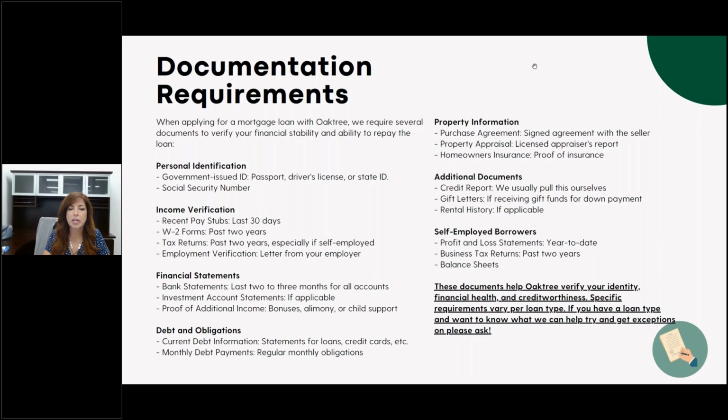Self-employed borrowers, I already touched on this: the profit and loss statement, tax returns, balance sheet. A balance sheet we don't always need for a self-employed borrower, but we will need it if we are using assets to close from a business account and they're not able to get a letter from a CPA stating that the use of business funds will not have a negative effect on their business. They can provide a balance sheet in lieu of that, so we can evaluate the liquidity of that business.